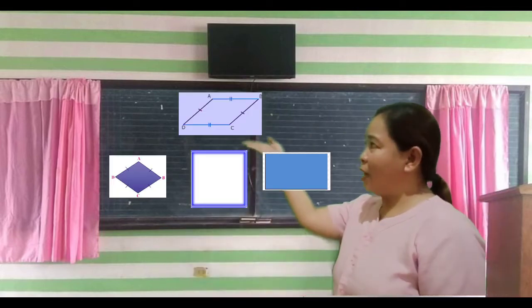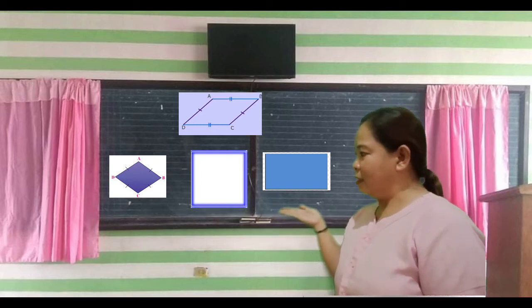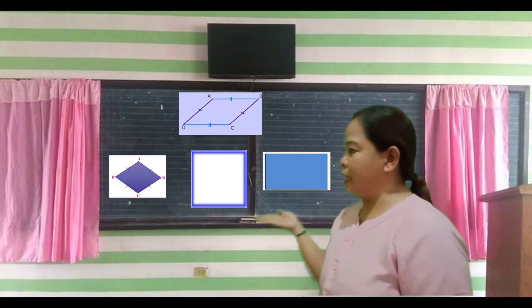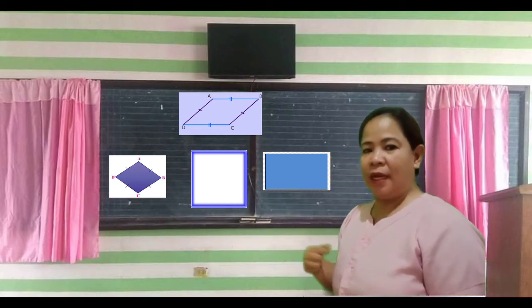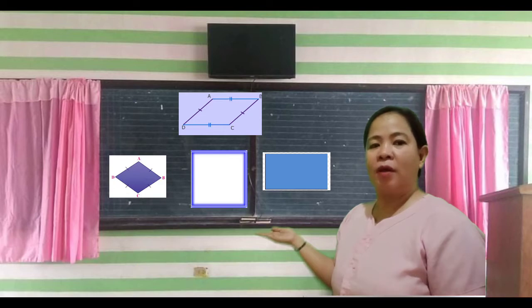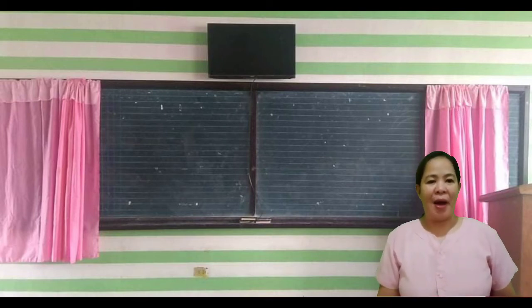Okay, so we have now the different kinds of parallelogram. We have the rectangle, the square, and the rhombus. These three are parallelograms because they have two pairs of parallel and congruent opposite sides. Alright, so it seems that you remembered something about our lesson yesterday. Now let's go to the properties of parallelogram.